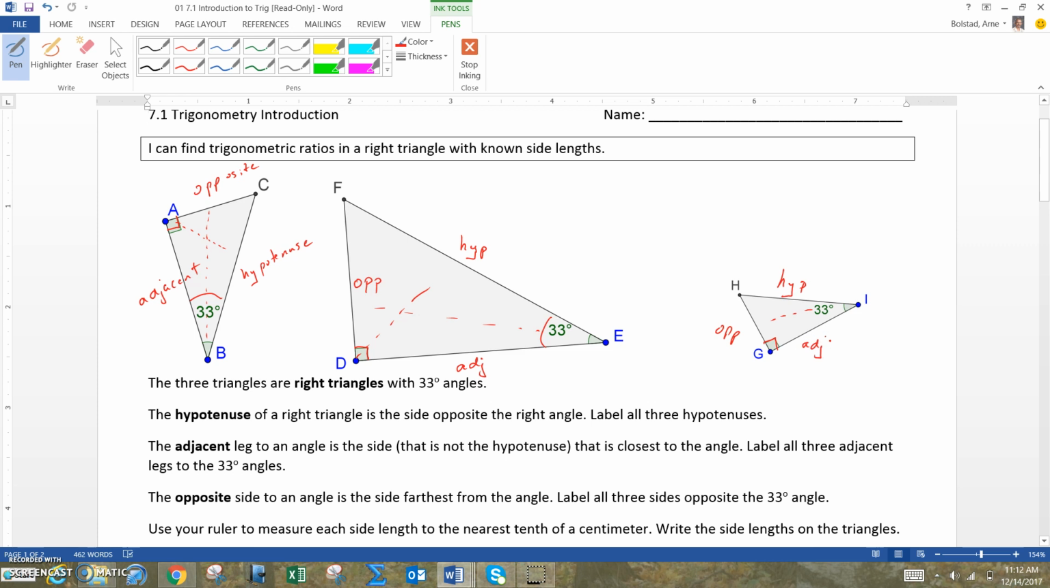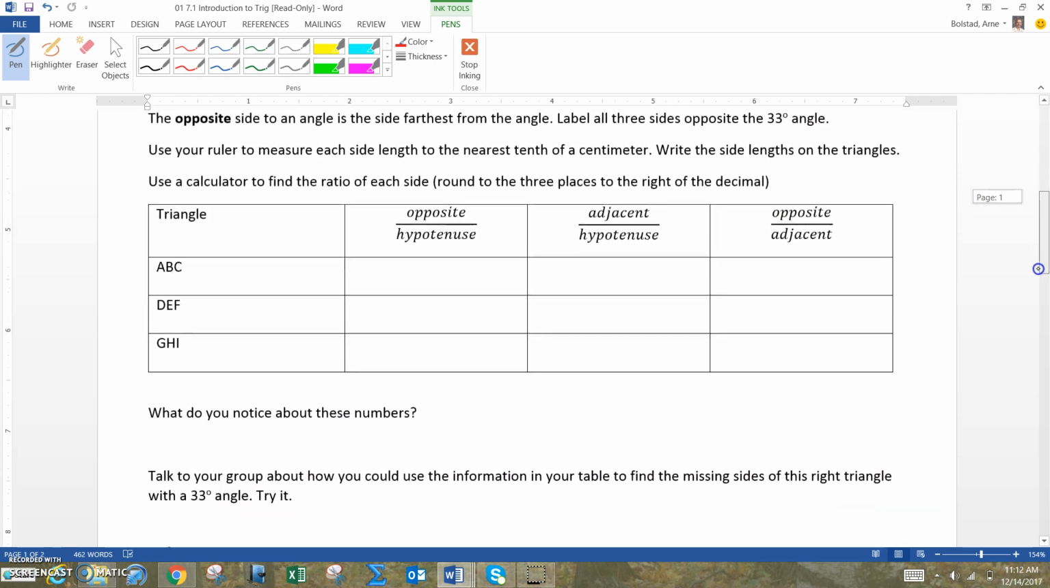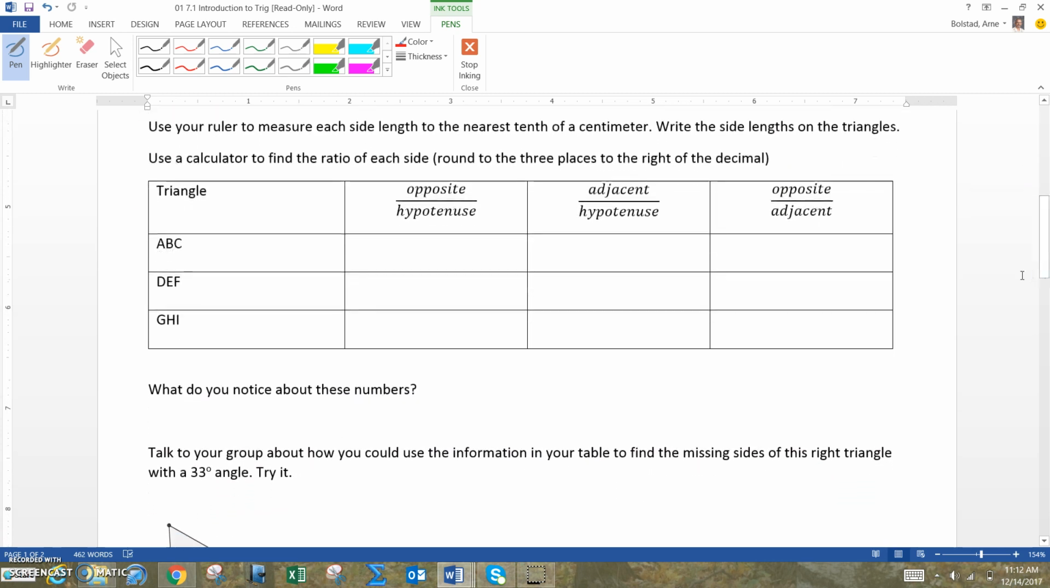All right, so what we're going to have you do next is an activity. We're going to give you rulers, and we want you to measure the lengths of each of the 3 sides in all 3 of these triangles. So you're going to get 9 different measurements. We want you to measure to the nearest 1/10 of a centimeter.